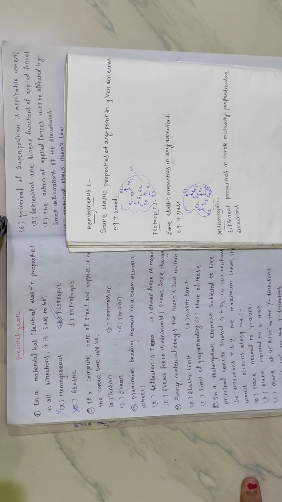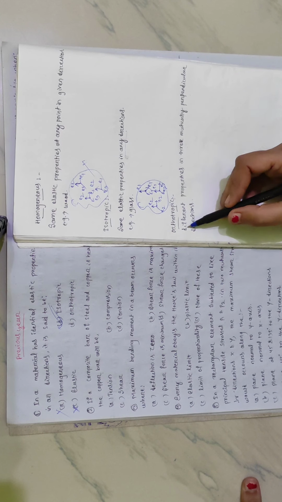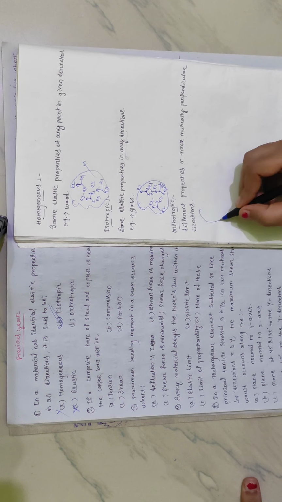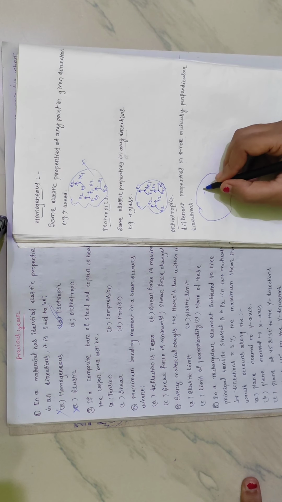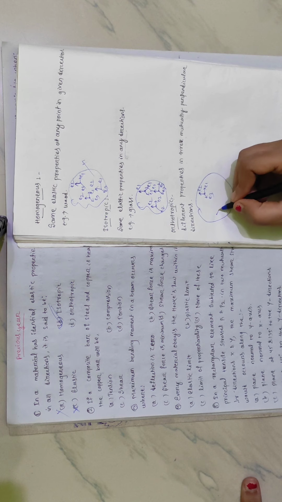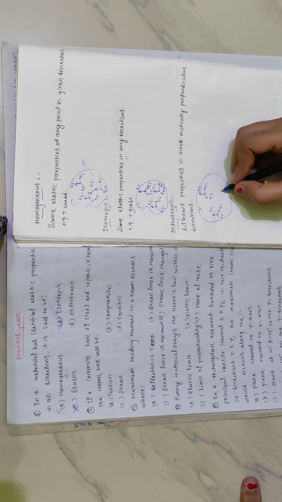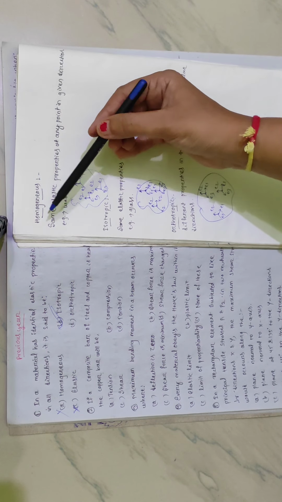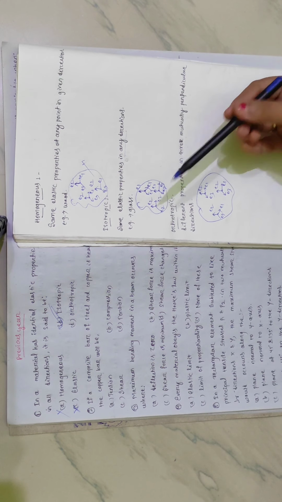Let's go to orthotropic. Orthotropic means different properties in three mutually perpendicular directions. Let's take a body. Here it is E1, here it is E2, here it is E3. And here also it is E1, E2, E3. This is orthotropic. So we can know homogeneous, isotropic and orthotropic.